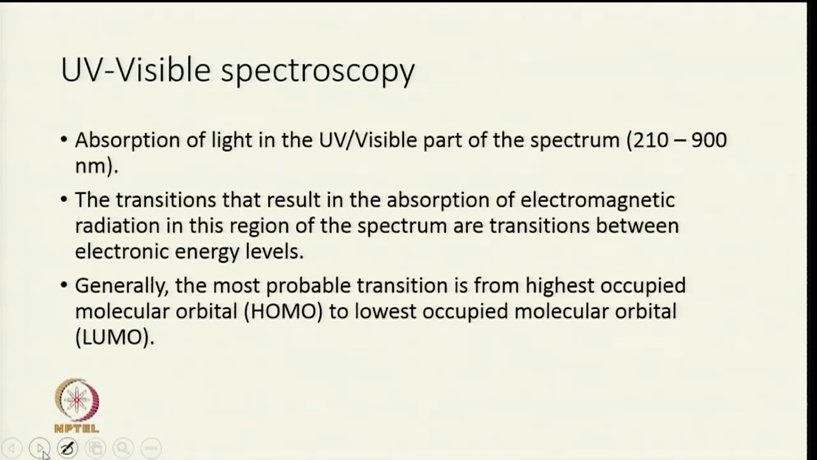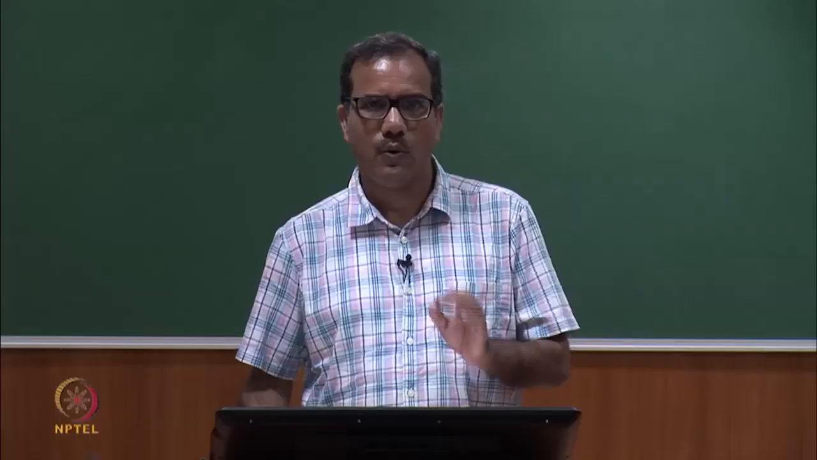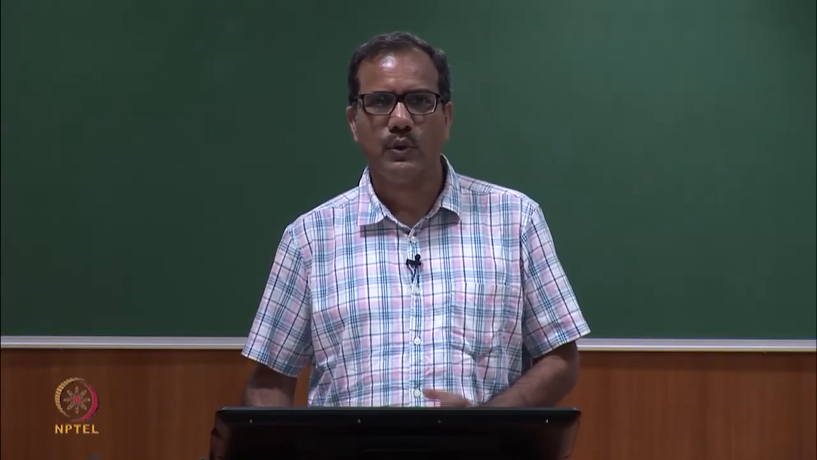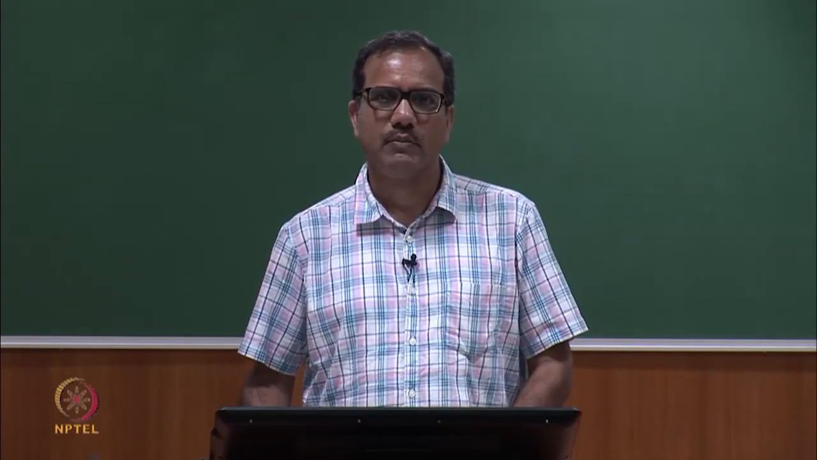As I discussed earlier, the transitions that result in the absorption of electromagnetic radiation in this region of the spectrum are basically transitions between electronic energy levels, and generally we are concerned about the most probable transition. The most probable transition is from the highest occupied molecular orbital, HOMO, to the lowest unoccupied molecular orbital, LUMO. So please change this to unoccupied. HOMO means highest occupied molecular orbital, and LUMO is lowest unoccupied molecular orbital.